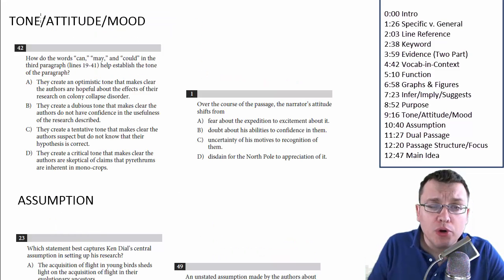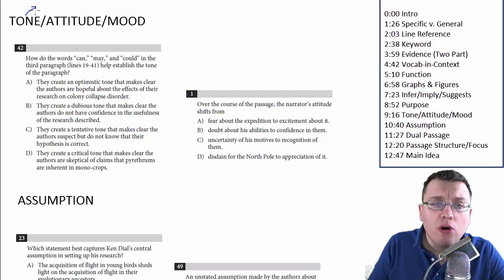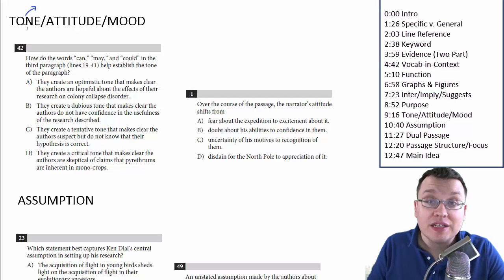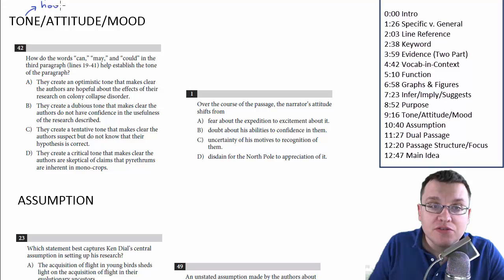Tone, attitude, or mood. So let's define these quickly. The tone of a passage or the tone of a paragraph or even a sentence is basically how the passage feels.